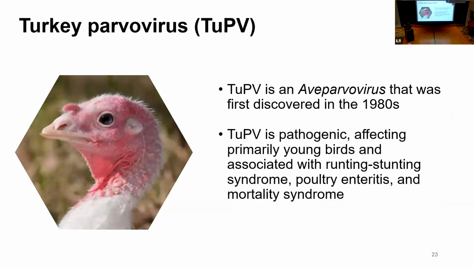On the other hand, another Avi parvovirus that I studied is the turkey parvovirus, and this one is pretty pathogenic. It was discovered in the 1980s. It affects primarily young juvenile turkeys with terrible syndromes like runting stunting syndrome, poultry enteritis, and mortality syndrome. There's currently no vaccine or drug to treat this, and generally, to prevent its spread, you just have to cull many turkeys or chickens. So this one is a pretty cool one to study and see if vaccine development could be furthered.